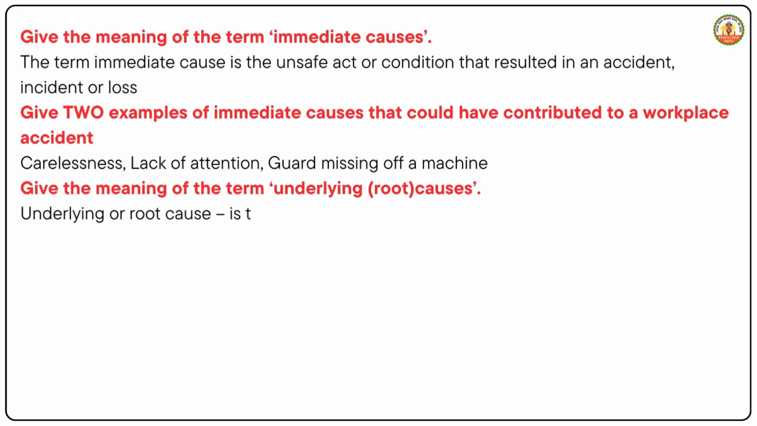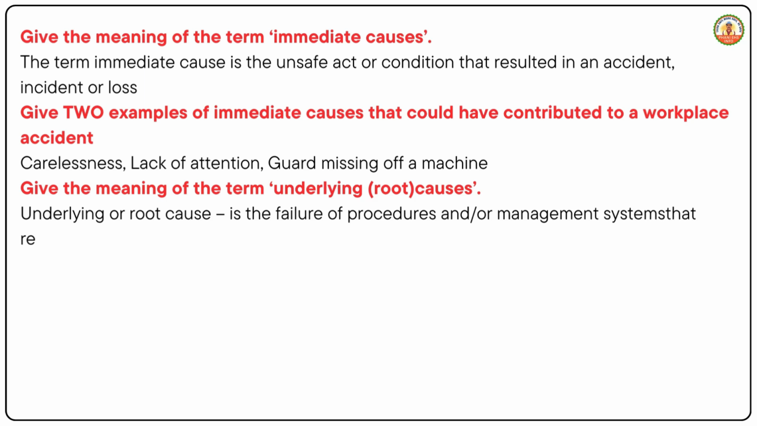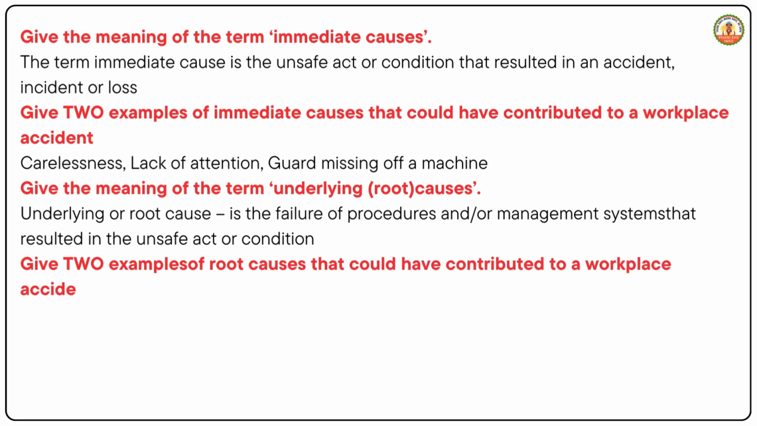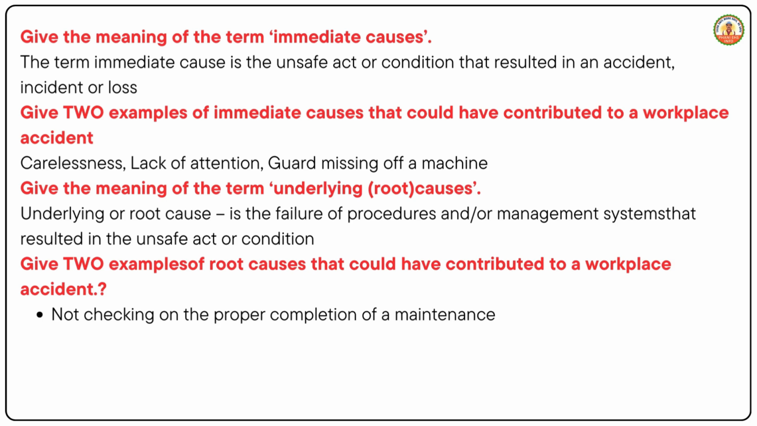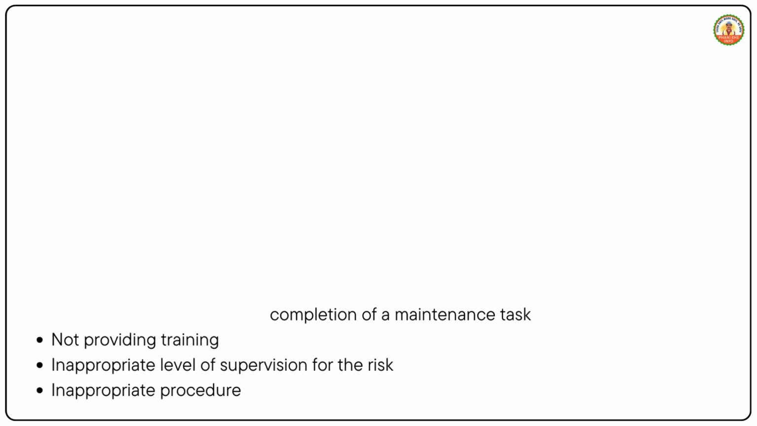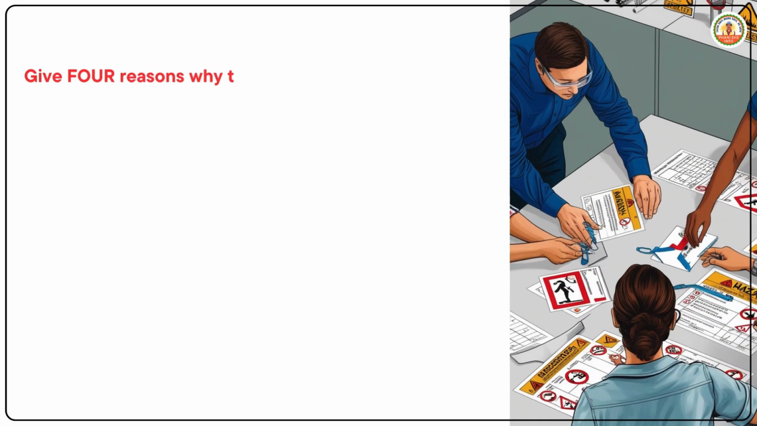Underlying or root cause is the failure of procedures and or management systems that resulted in the unsafe act or condition. Give 2 examples of root causes that could have contributed to a workplace accident: not checking on the proper completion of a maintenance task, not providing training, inappropriate level of supervision for the risk, inappropriate procedure. Give 4 reasons why the near-miss incident should be investigated.